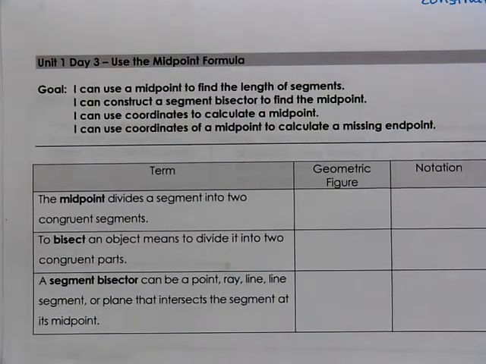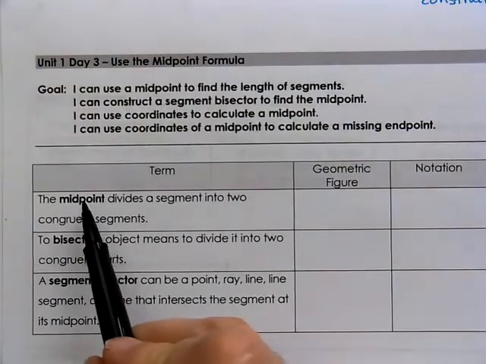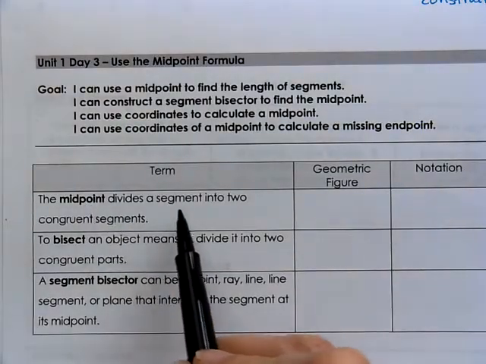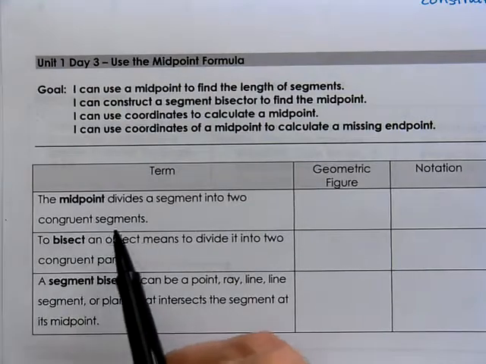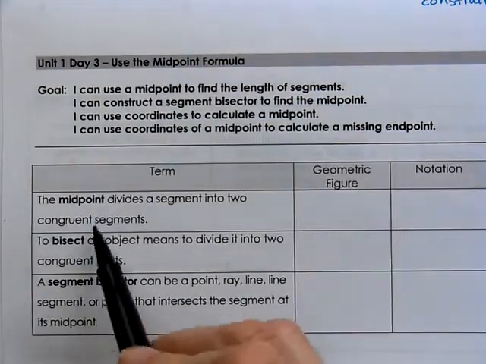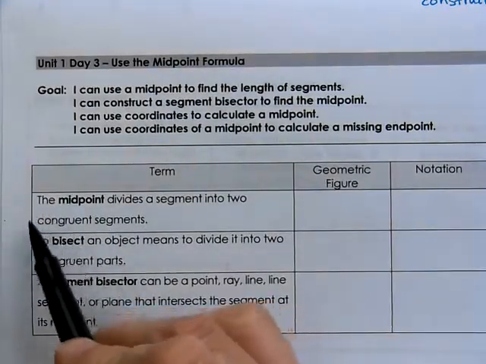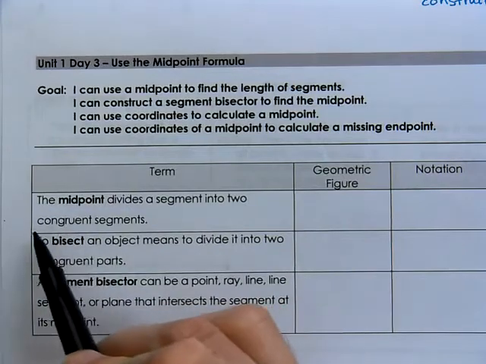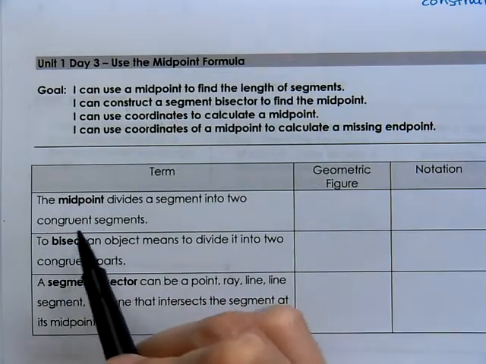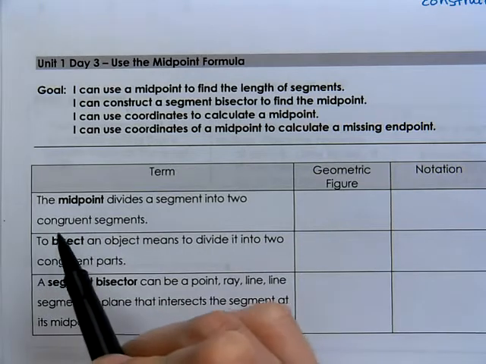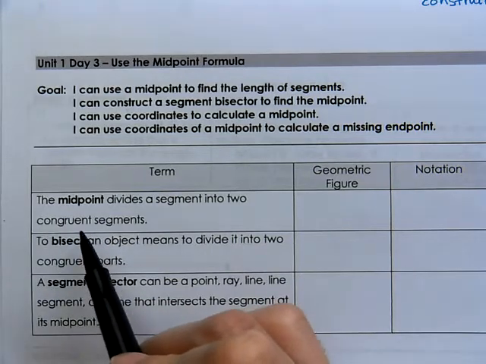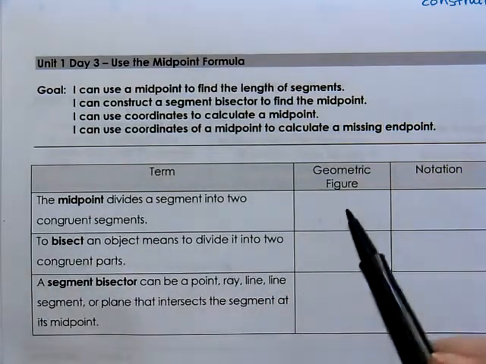Alright, so let's take a look at some of our terms. Here we're starting off with the midpoint itself. The midpoint divides a segment into two congruent segments. We learned about congruency in the previous section of notes. We use congruence when segments have the same characteristic, the same length, but we don't have a value. So let's represent that in a diagram.